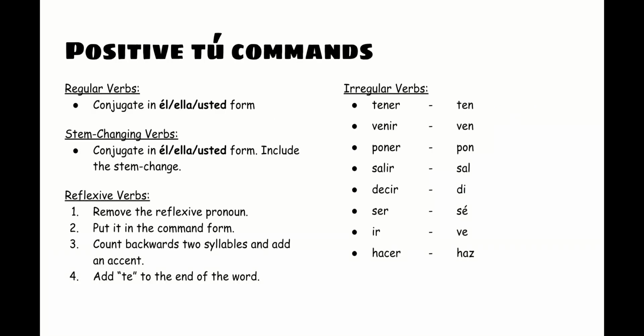So just to review, regular verbs and stem changing verbs, you just conjugate them in the él, ella, usted form, and you need to include a stem change if it is a stem changing verb. The irregular verbs are ten, ven, pon, sal, di, sé, ve, and haz. And the reflexive verbs, you need to put that accent on there, and you are going to add the te back on the end of the word after you've finished conjugating it.